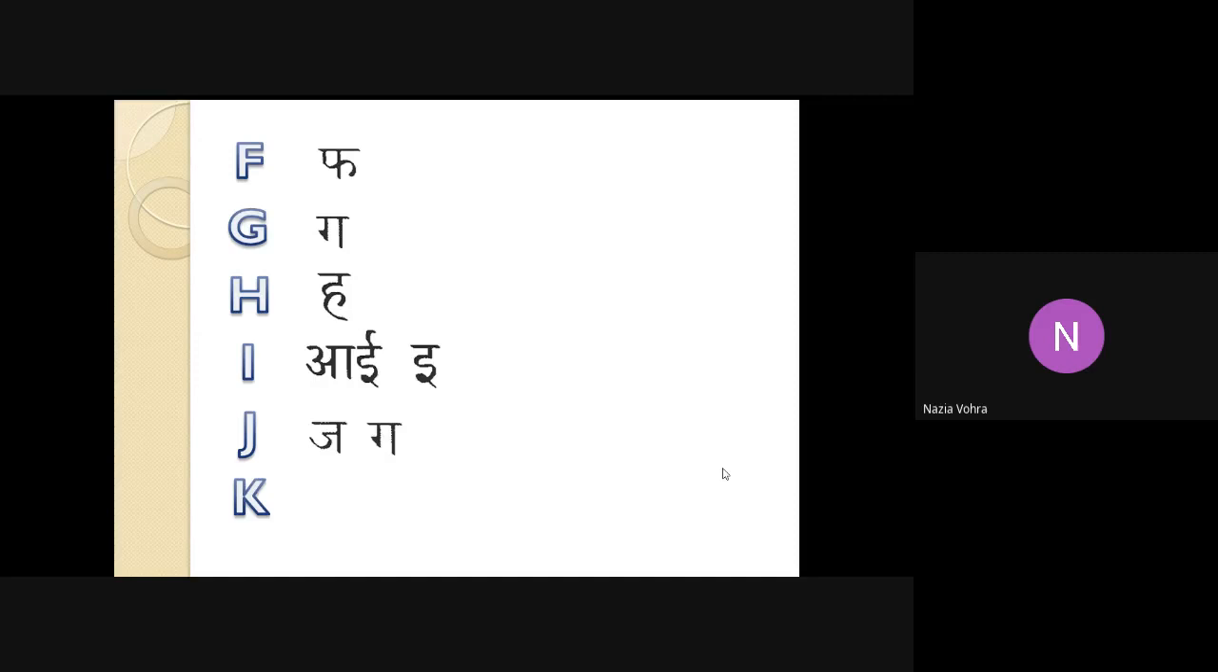And then we have K. The sound of K is K, that is kite. And K as in khyati. Clear? Any doubts with these sounds so far? Please ignore the G sound in J. It's a typo error by me. No, ma'am, all clear.